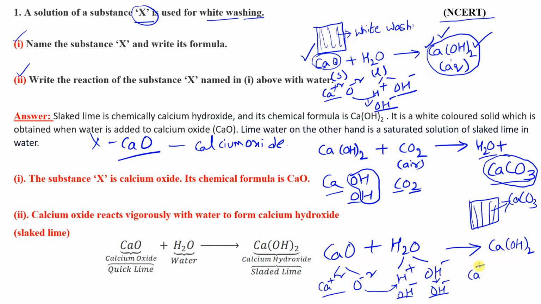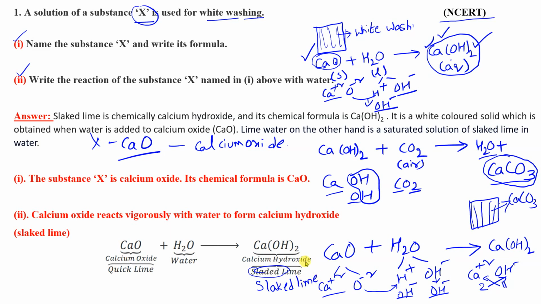So you can follow the crisscross method also for this. Calcium has valency 2, OH has valency 1. The formula is Ca(OH)2. So it is called slaked lime. It is not slated lime, slaked lime. It is called slaked lime.